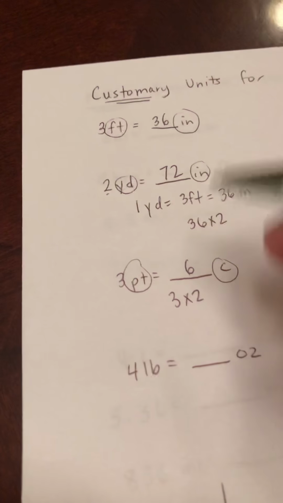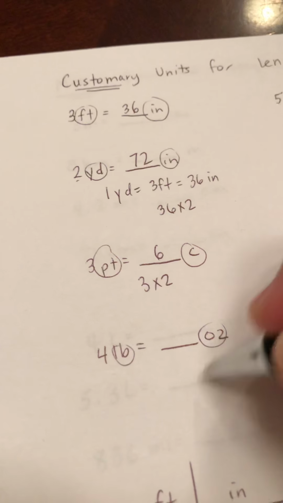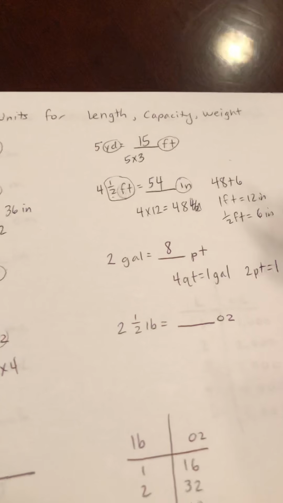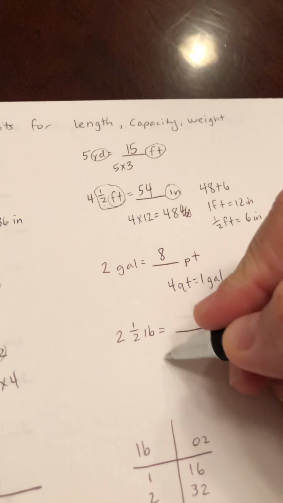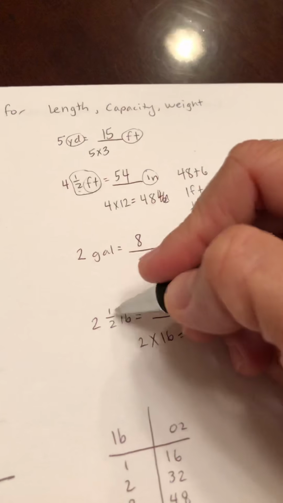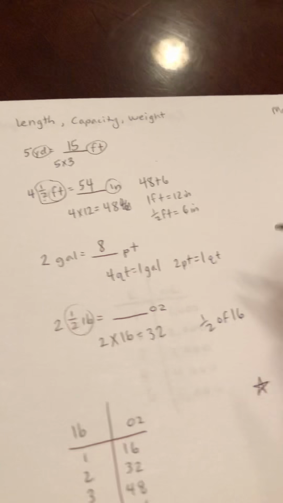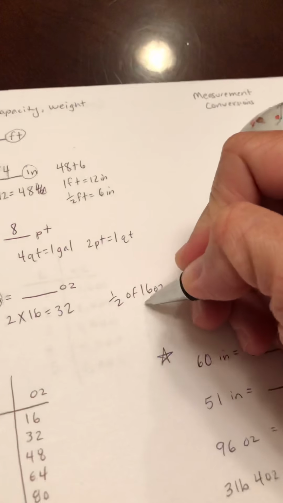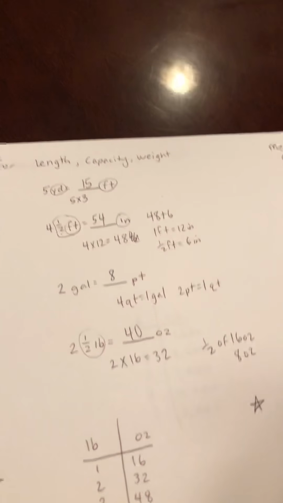So 4 pounds is how many ounces? I need to know that there are 16 ounces in a pound, so 16 times 4 is 64 ounces. Okay, 2.5 pounds: 16 ounces in a pound, it's going to be 32. And again, the half pound is going to be half of 16 ounces. So half of 16 ounces is 8 ounces, so I'd add 32 plus 8 and get 40 ounces.